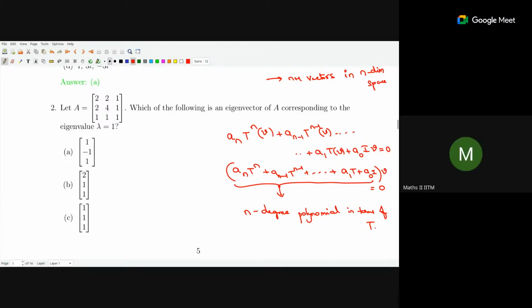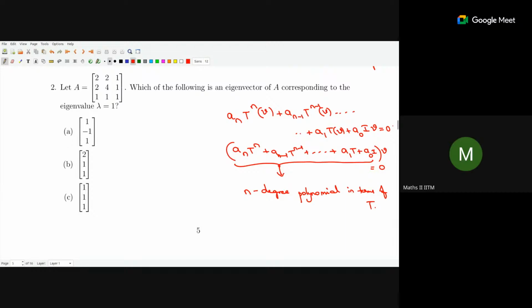And some of the roots may repeat also. That is also possible, right? So you may not get all distinct, but it will have at most n roots. But if you include the multiplicities also, it will have n roots. But if you don't include the multiplicities, then the number of roots may be lesser than n also. So the roots may repeat.